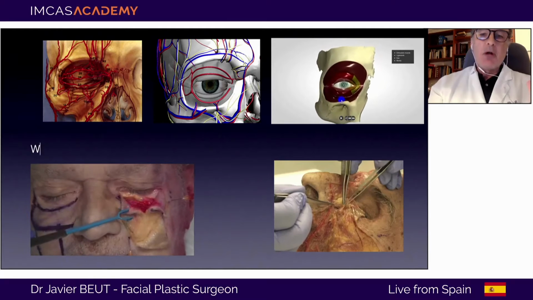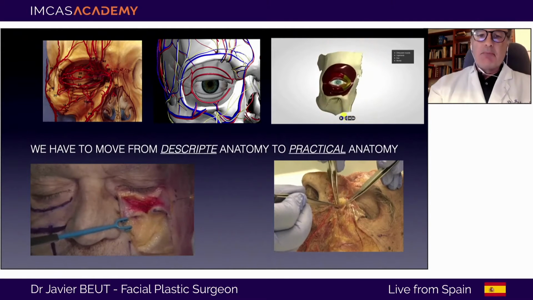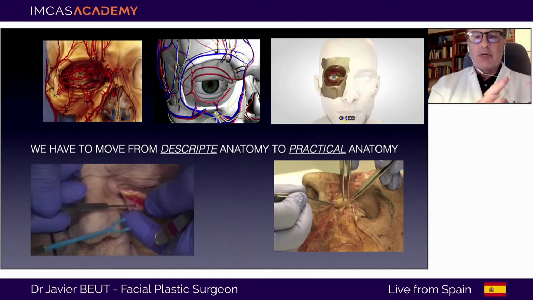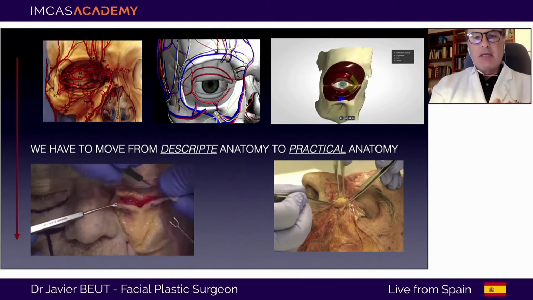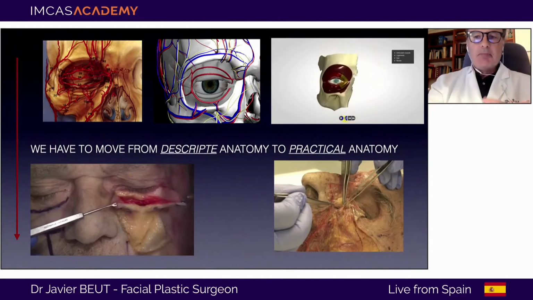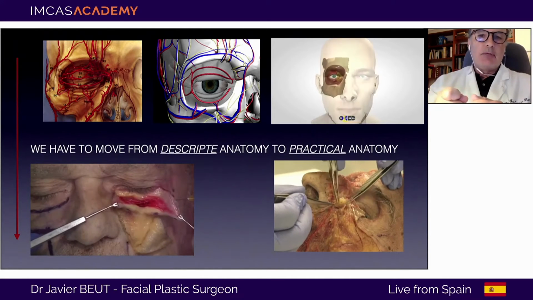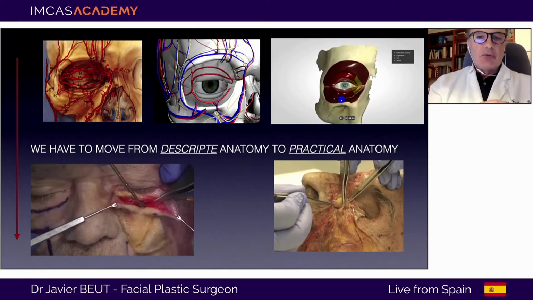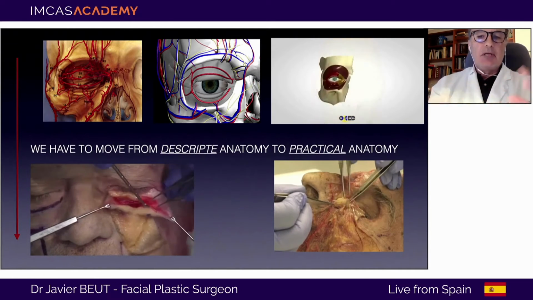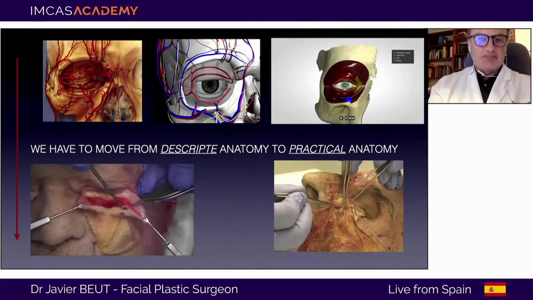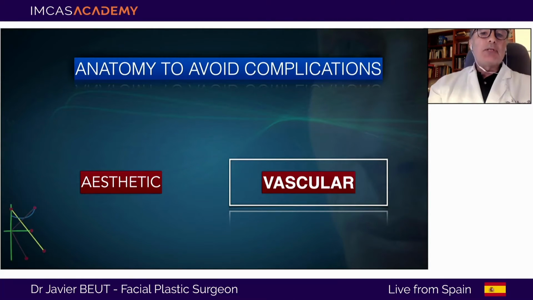One very important thing for me is that we have to move from what I call descriptive anatomy to practical anatomy. What does it mean? Anatomy is in the books, but then we have to move. We have to play with this anatomy. So my focus today is going to be on practical anatomy. Why do this anatomy? Because we have to avoid two types of complications: vascular complications and aesthetic complications.